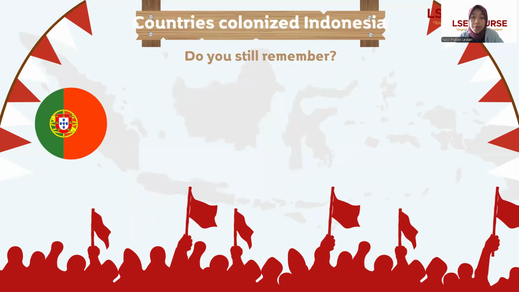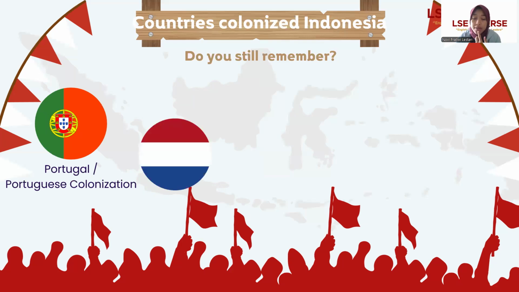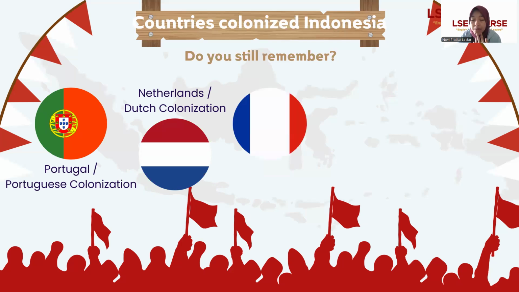Okay, so do you still remember about this? Okay, so what country is it? These are the countries that colonized Indonesia. Portuguese, or the country is Portugal. Okay, so how about this one? What flag is it? French? Japan? No. Okay, Netherlands or Dutch colonization. It's the Netherlands, everyone. And then how about this?